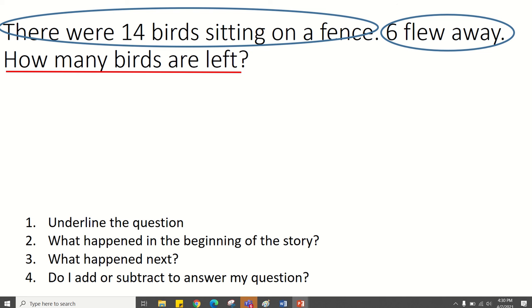I see the word left and went away. So this story problem is saying that there were 14 birds sitting on a fence and then 6 went away. So this is going to be a some went away story problem. This means we have to subtract. We have to subtract 14 birds minus 6 birds. How many birds are left? 8 birds.